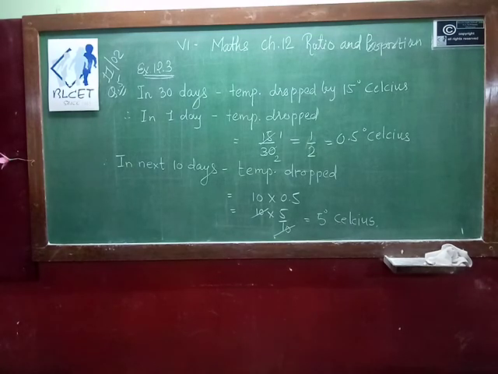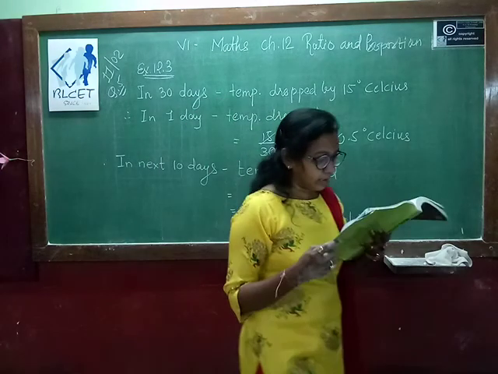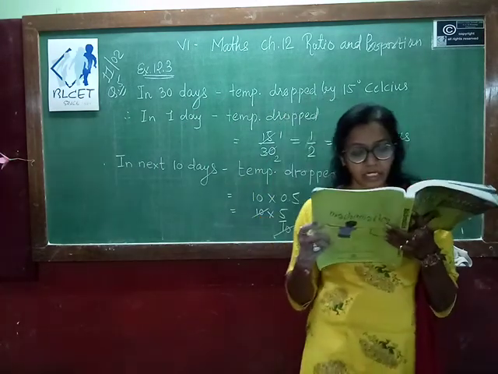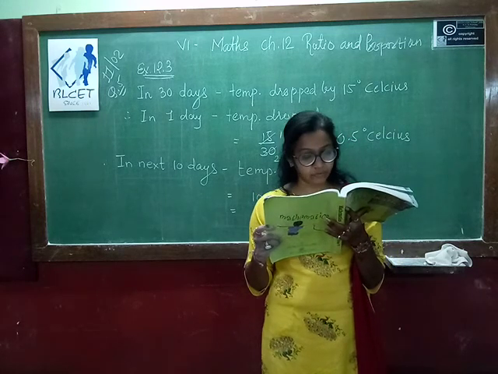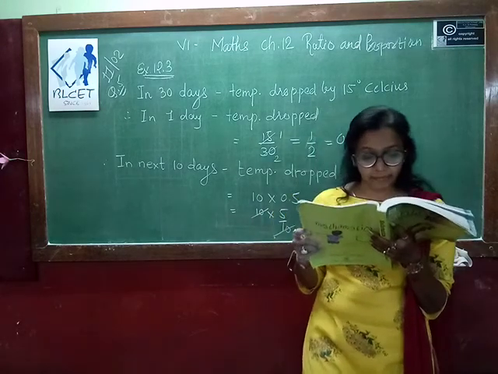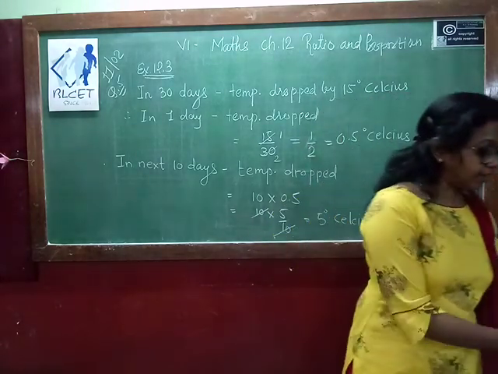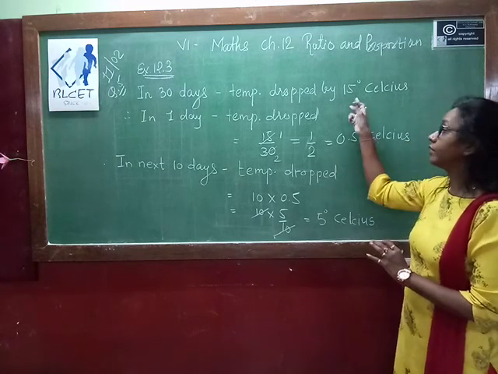Now see the 5th question. The question is, the temperature dropped 15 degrees Celsius in the last 10 days. If the rate of temperature drop remains the same, how many degrees will the temperature drop in the next 10 days? So what is given? In 30 days temperature drop by 15 degrees Celsius.